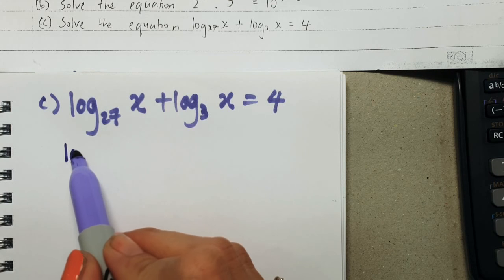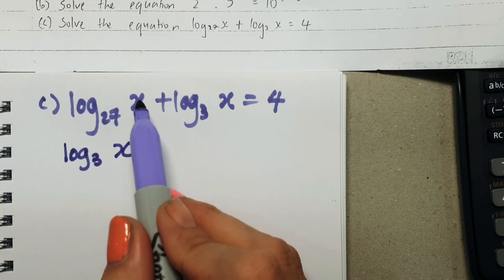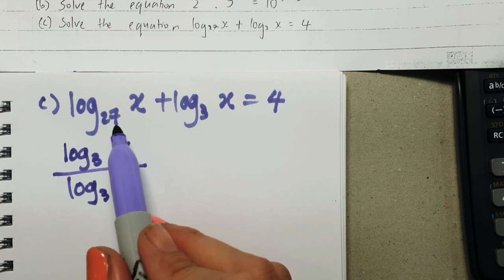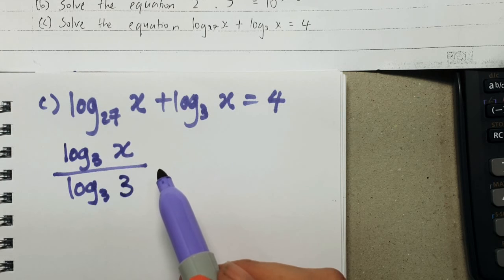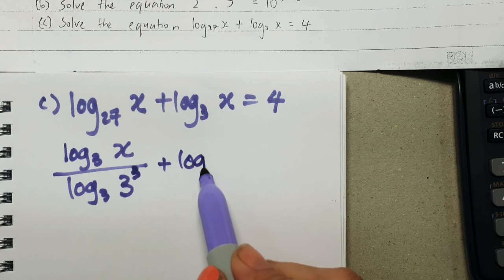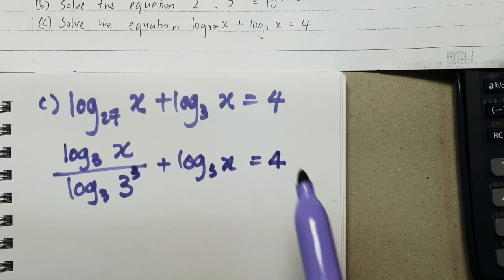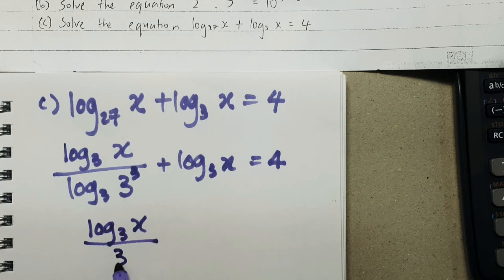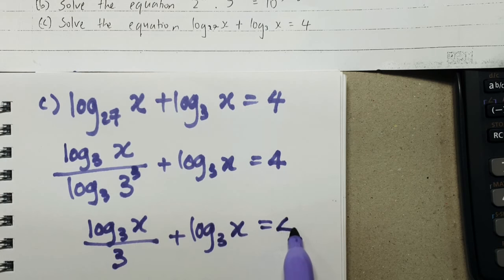So over here, we will have log base 3 of the object over log base 3 of the original base, which is 27. 27 can be written in the base of 3 as 3 to the power of 3. So plus log base 3 of x. Next, what can we do? This one, we can bring down the power to the front. So we will have log base 3 of x over 3. The log base 3 of 3 is 1, so immediately I just write the 3 over here, plus log base 3 of x equals 4.